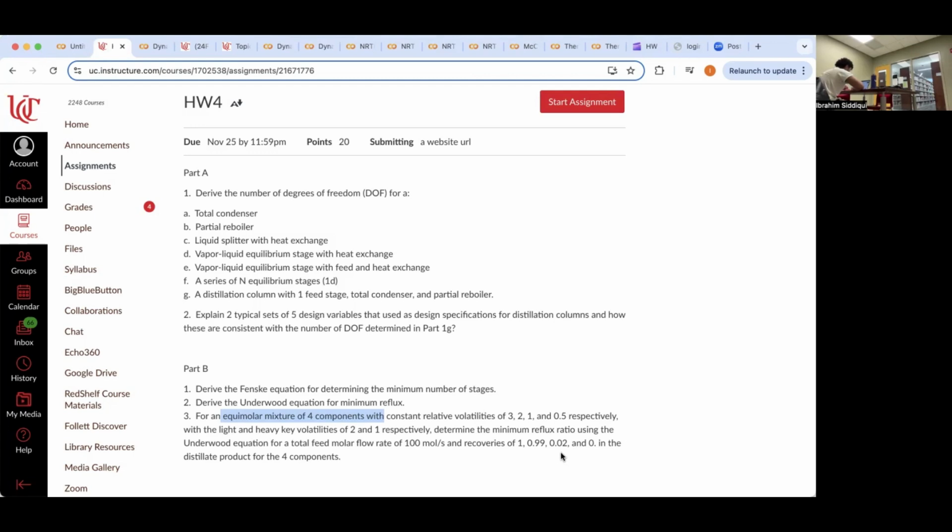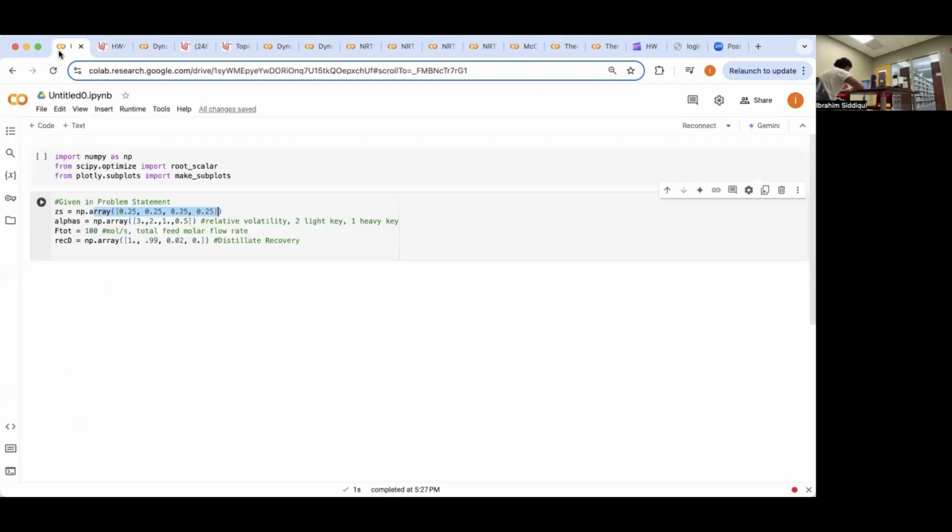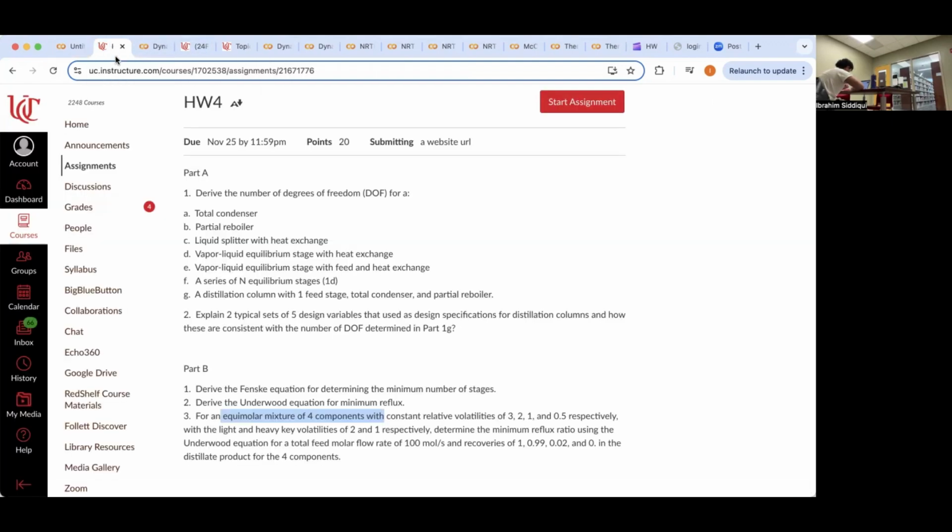So we're essentially trying to determine our minimum reflux ratio. We're first going to create a graph using, of course, that root_scalar that we're importing, and we'll see how that comes into play. We have a total molar feed flow rate of 100 moles per second of 0.99, 0.02, and 0 in the distillate product. And that includes these two right here, which is our feed total and the rectifying and the distillate.